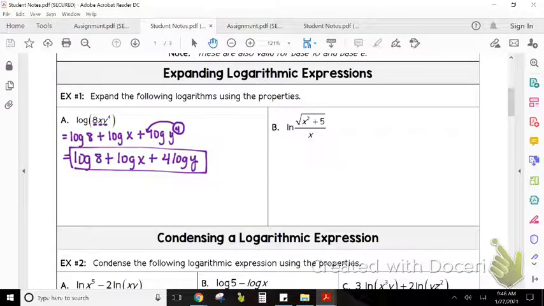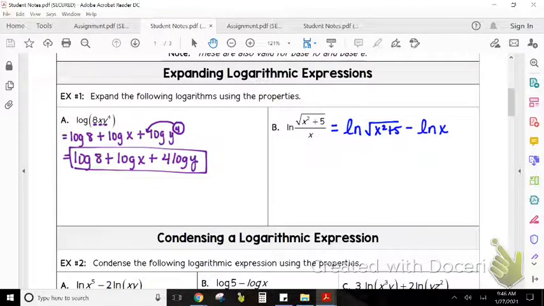B, notice, has division. So let's first separate it. If it's being divided, then we can subtract them. So we're going to take the natural log of the numerator minus the natural log of the denominator.